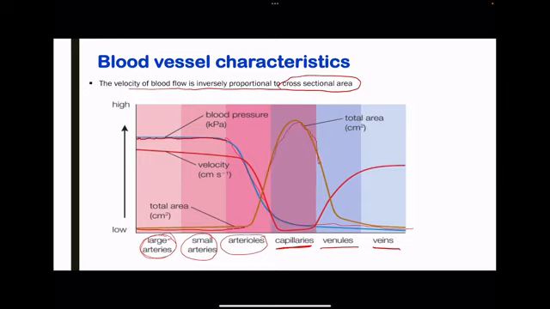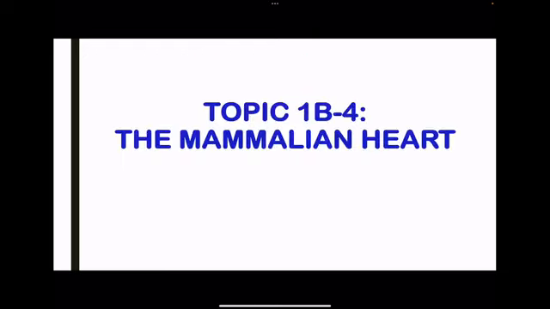And then as we reach the capillaries, the total area is going to increase because they have greater surface area. And then as we go down to the veins, it's going to decrease again. So that is for total area. And since total area and velocity are going to be inversely proportional, we expect the velocity to go in the opposite direction, decrease, and then increase towards the end.